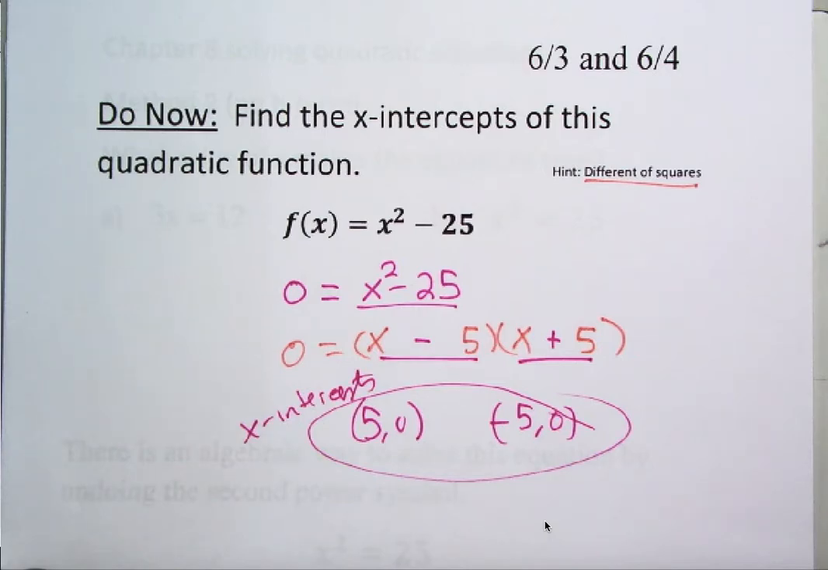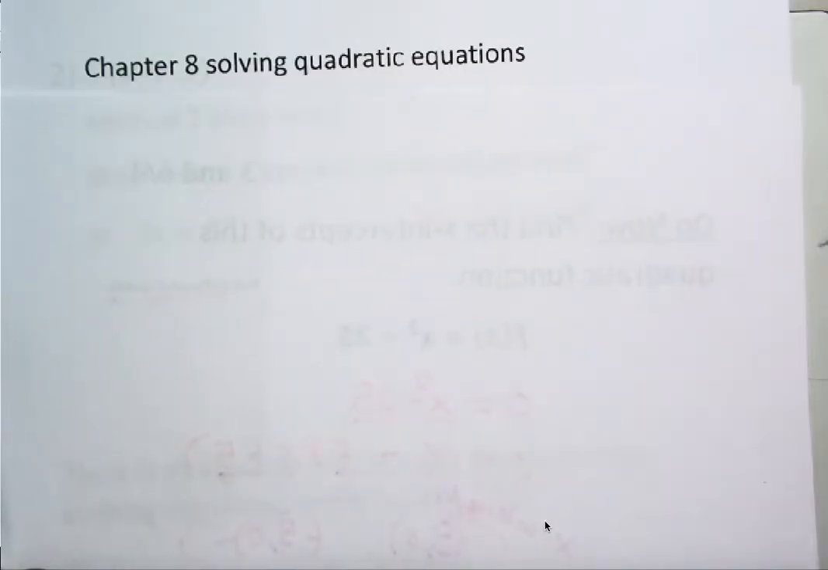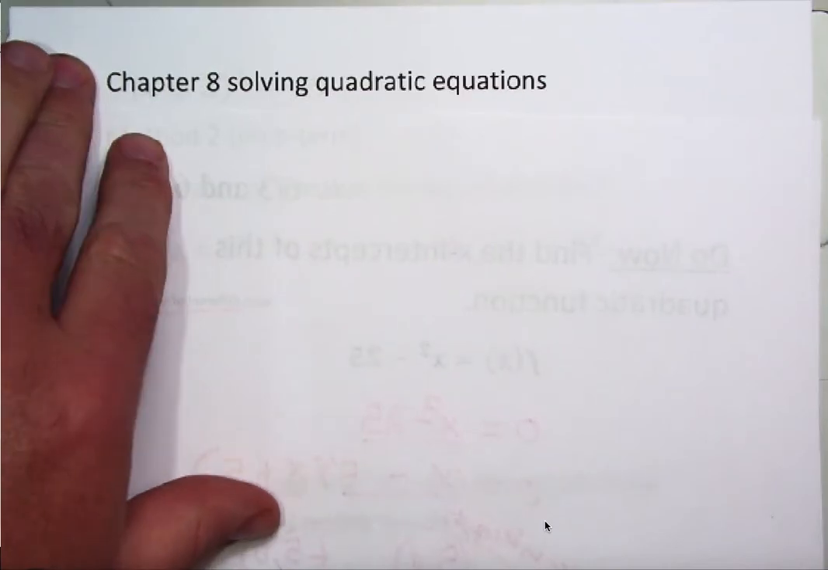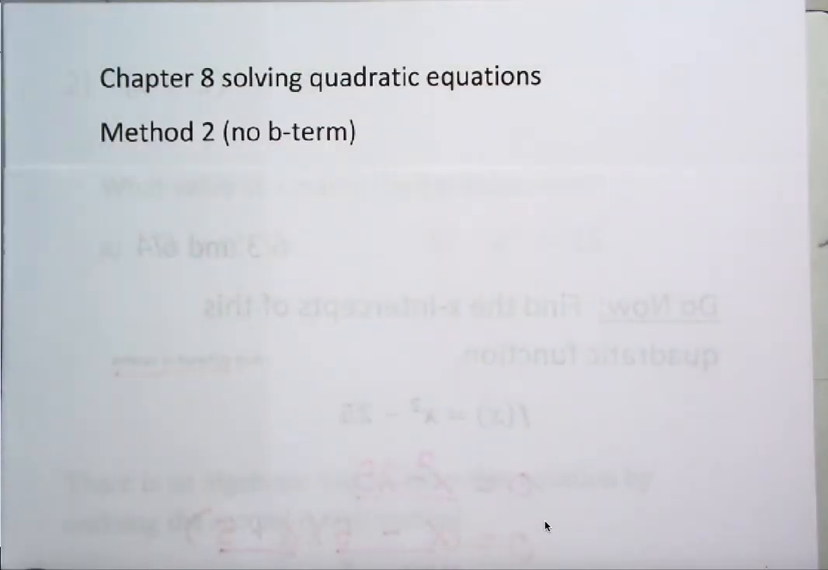Any questions? Just kidding. Okay, so today we're going to be talking about solving quadratic equations, but we needed a new method. So this is method 2. I call it the no b term. You'll see what I mean. We might call it another thing later, but for now, method 2 works if there's no b term. Okay?